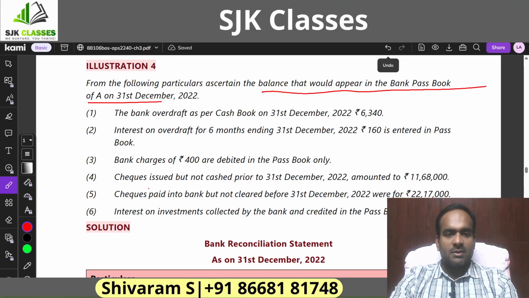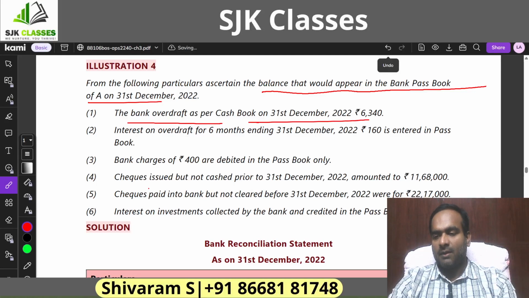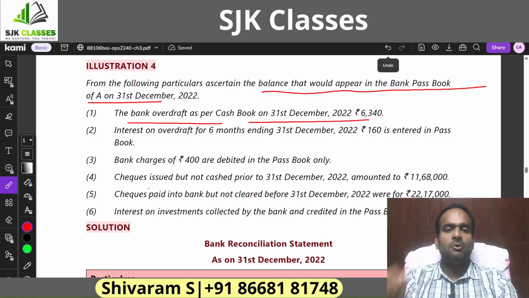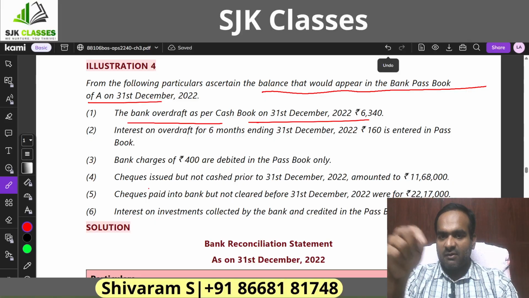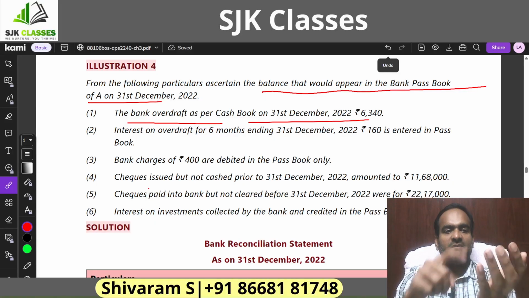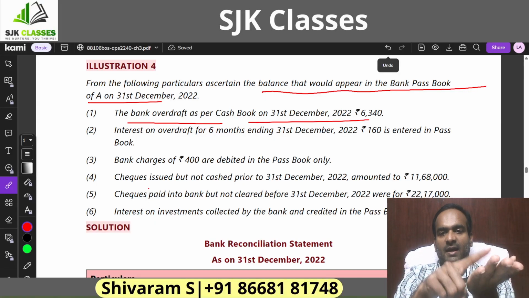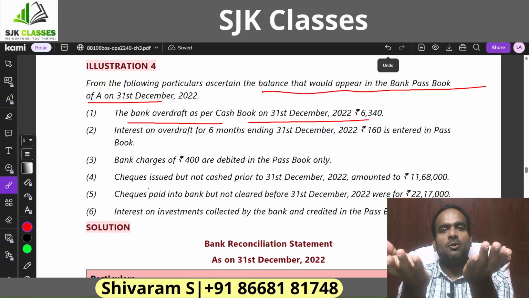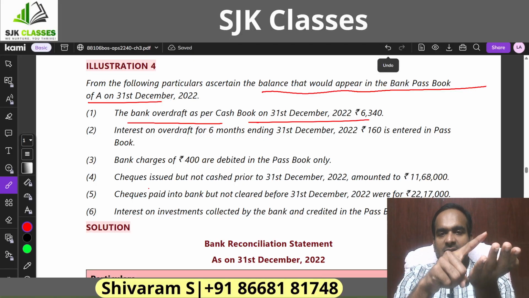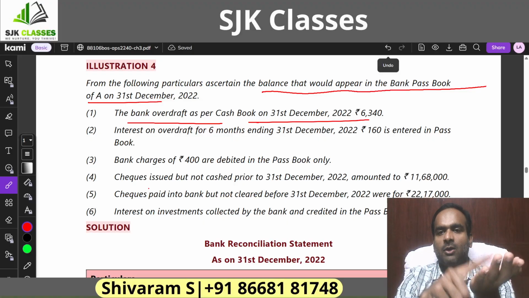Now, what is given to us? The bank overdraft as per cash book is 6,340. Now, we have been given the cash book balance. So, whatever balance is given to us, we will take that book as our base. The base will always be taken as left hand. So, left hand is going to be the cash book here, and right hand is going to be the passbook. Now, left hand is an overdraft balance, a negative balance with a value of 6,340.